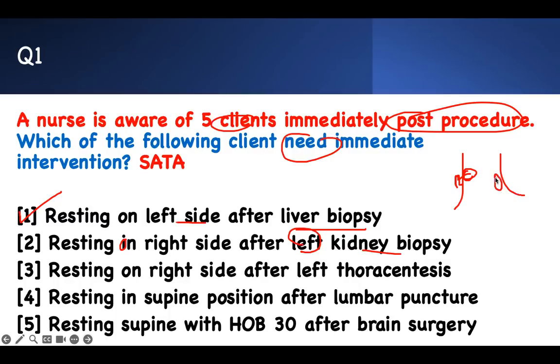Resting on right side after left kidney biopsy. This is your left kidney. If I biopsy it, you should put pressure on it. So you should lay on your back because the kidney is on your back. If you're laying on your right side, you're bleeding.